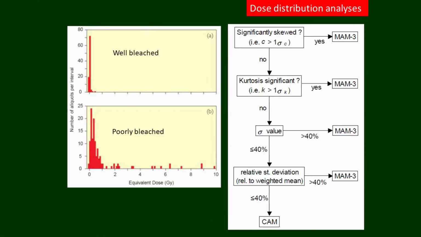Finally, statistically, we measure many samples, many aliquots, many subsamples. During transportation, some grains would have been well reset. That depends on the agent by which it is being transported, whether it is wind transport or water transport. Some grains would have been well bleached or well reset, some are not. That also we can isolate by using these statistical methods to isolate the well bleached dose population for the age estimation.